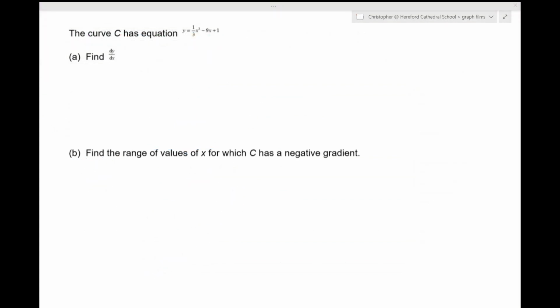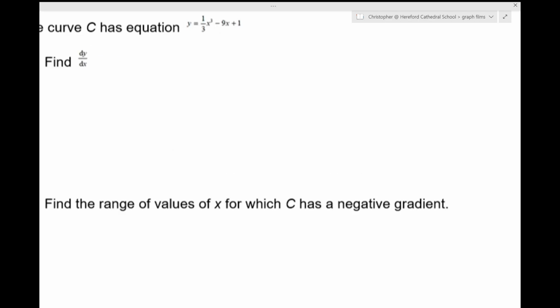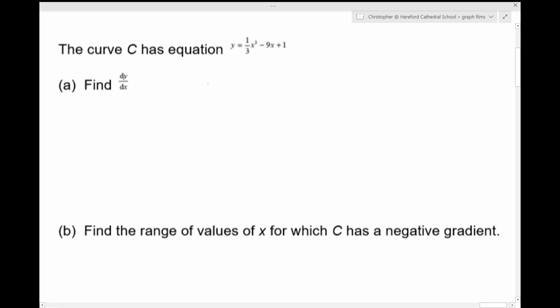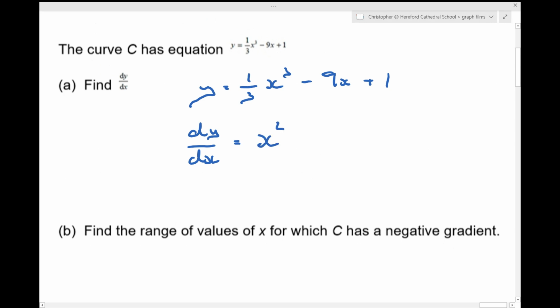Question 3. Right, my curve C has this equation. Let's just write that a little larger. It's y equals 1/3 x cubed minus 9x plus 1. And first of all, I'm asked to differentiate that with respect to x. Okay, I think we can do that. So 3 times 1/3 is 1. x, not to the power of 3, but to the power of 2. Minus, now this is 9x to the power 1, so 1 times 9 is 9. x to the power of 0 is simply 1, so 9 times 1 is simply 9. And that is that differentiated.